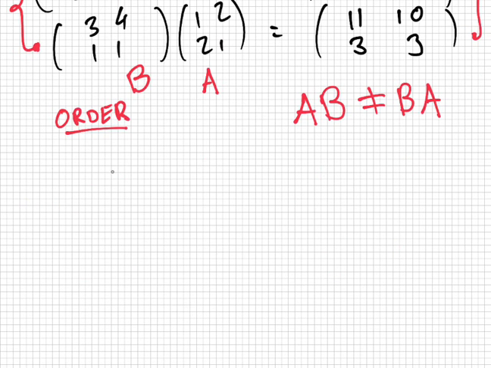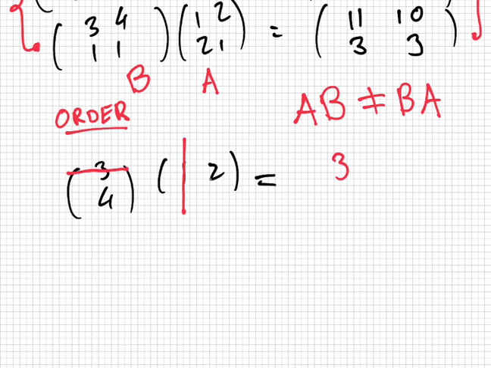Okay. So 3, 4 multiply 1, 2 equals. Okay, so we do row by column. So what would that be? 3. Row by column, 6. Row by column, 4. And then row by column 8.